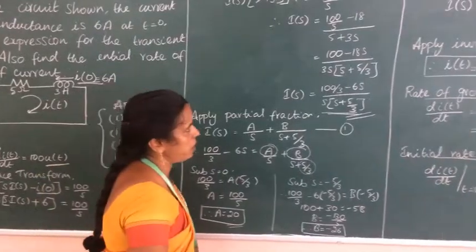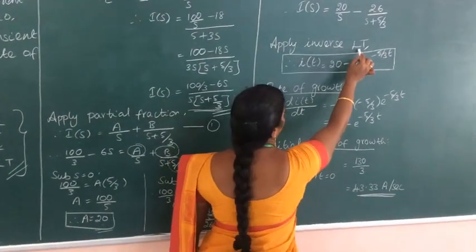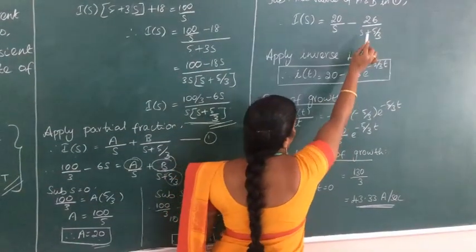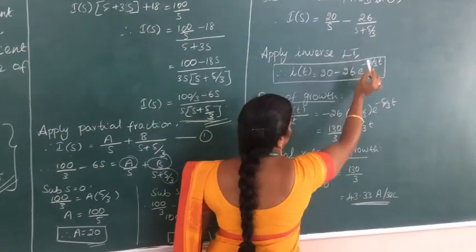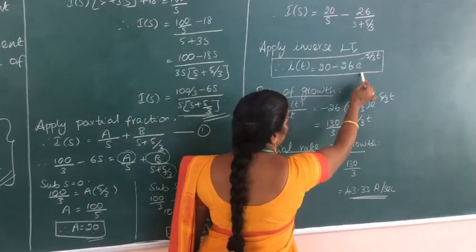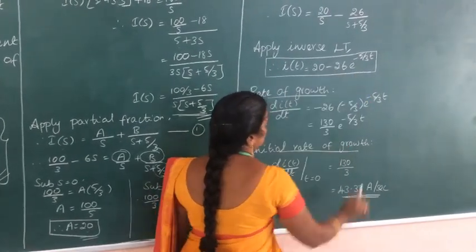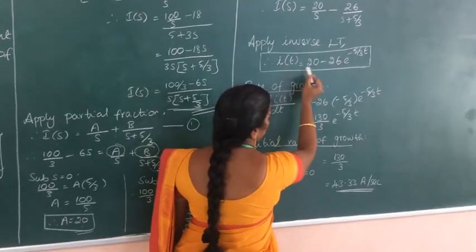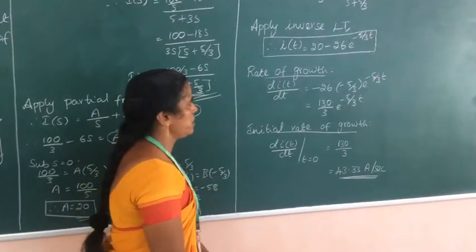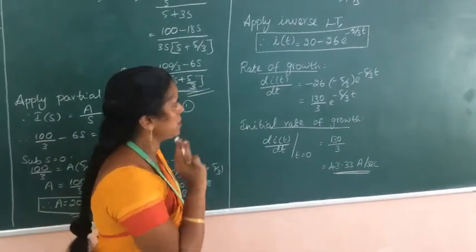Fourth step is we have to apply inverse Laplace. If you find the inverse Laplace for 20 by s, we are getting 20. Then 26 by s plus 5 by 3: for 1 by s plus a, the formula is e power minus at. So you are getting I of t is equal to 20 minus 26 e power minus 5 by 3 into t. This is the transient current for the given circuit.